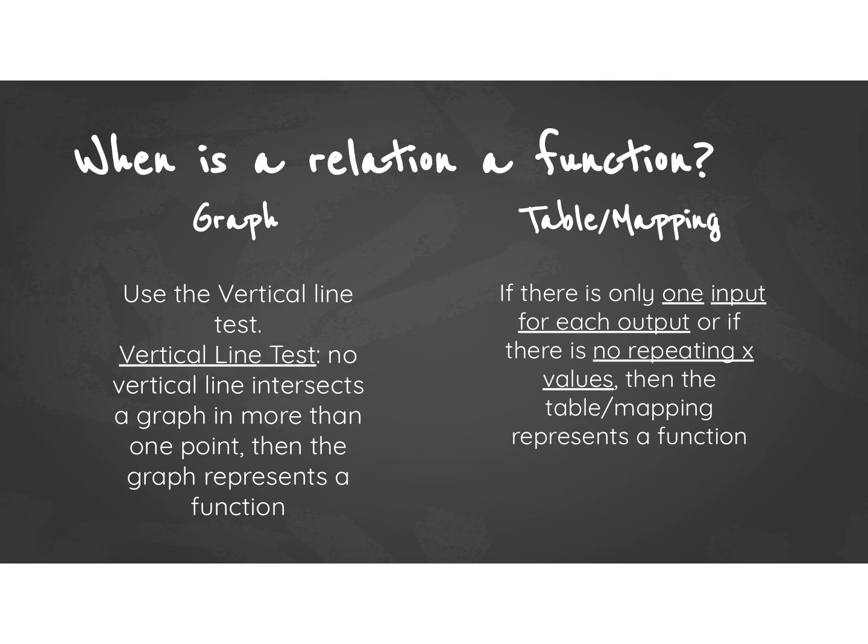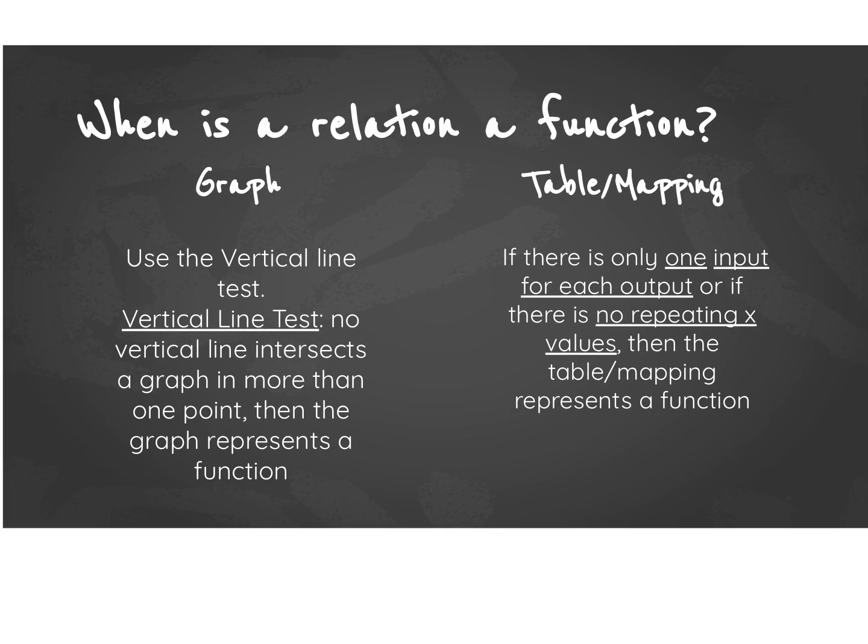So, vertical line test. If I have a graph and I can draw a vertical line and hit no more than 1 point, so 1 or 0, then the graph is a function. If I hit 2, it's not a function. If I'm looking at a table or the mapping, no repeating x values. I'll show you what I mean by that.